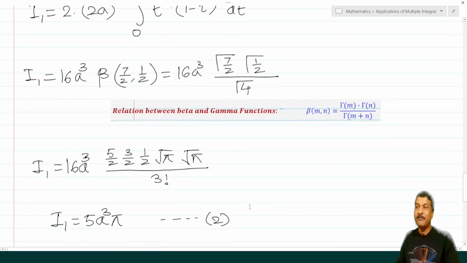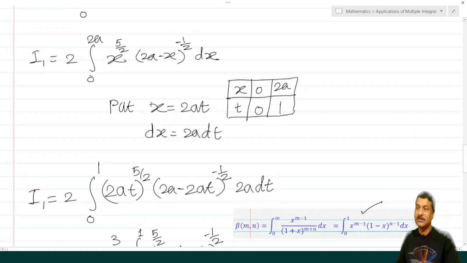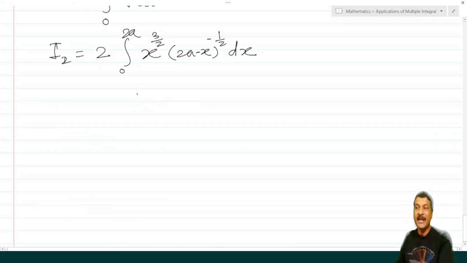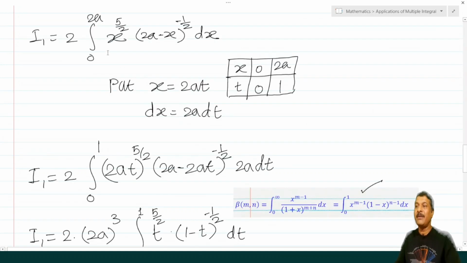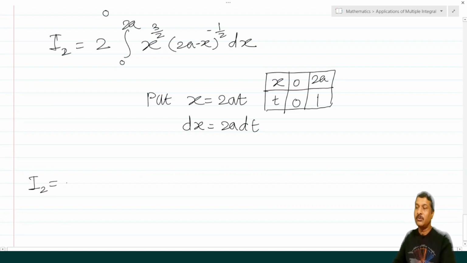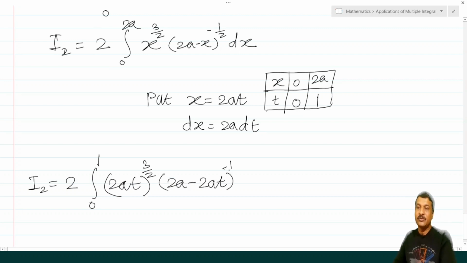So again by this substitution, same method there and same beta gamma function. So here I will use again beta and gamma function, that is why I put x equal to 2at. Same thing I will consider there. So I am getting like this. So I2 equal to 2 outside, integration 0 to 1, x means 2at raised to 3 by 2, 2a minus 2at raised to minus half, dx means 2a dt. So 2a constant you take outside.